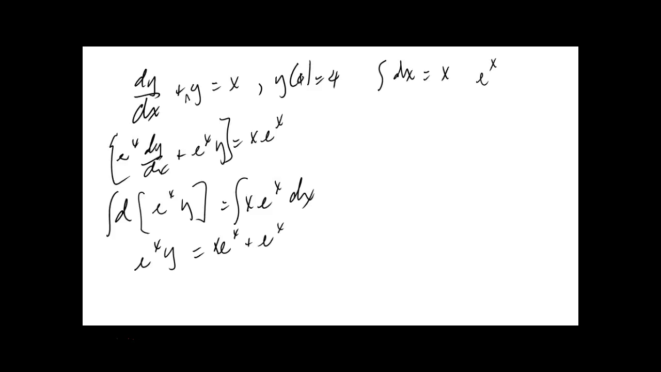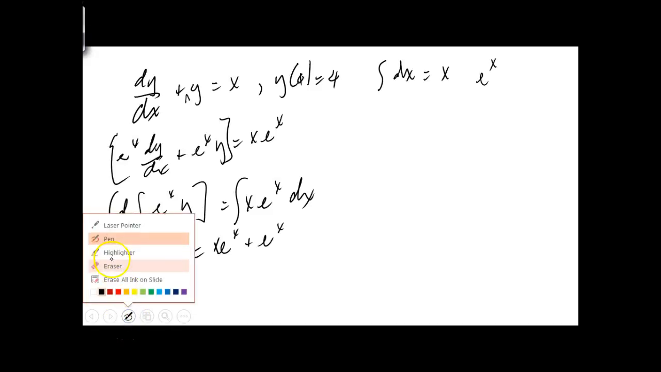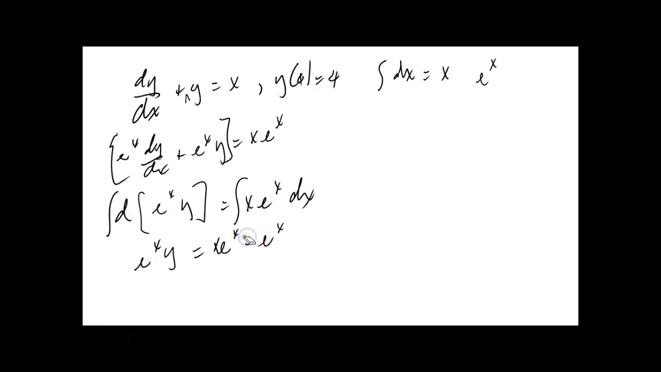So the derivative of this would be x e to the x. Seems like maybe that should be a minus. Is that right? I believe so. Because if you did x e to the x plus e to the x, then this would have to be a minus e to the x, I think. I don't remember it being a minus, but it must have had to have been.